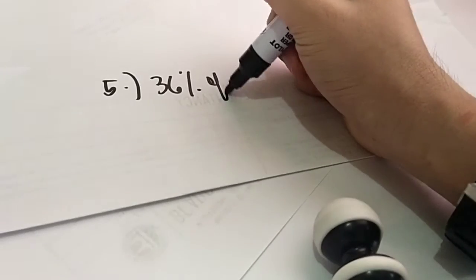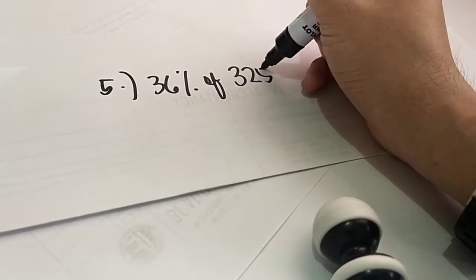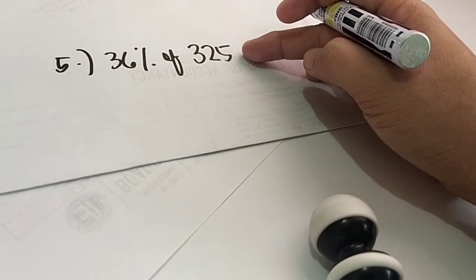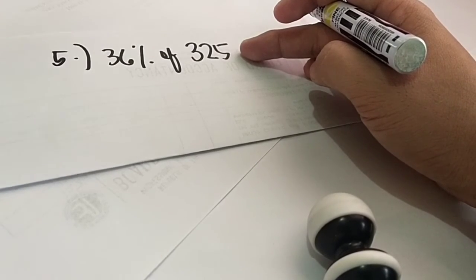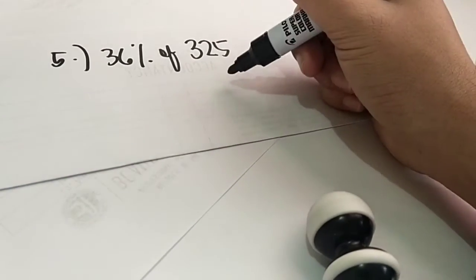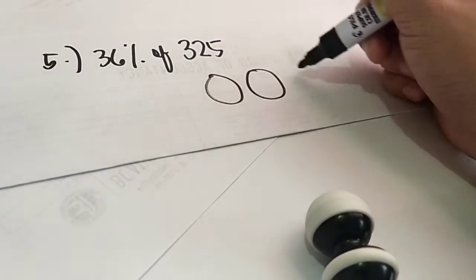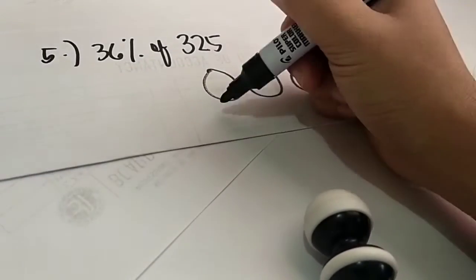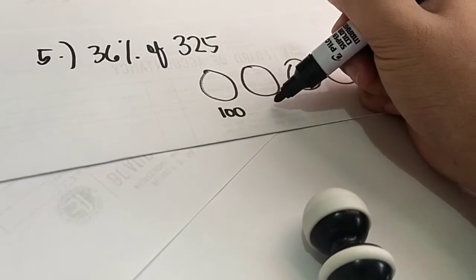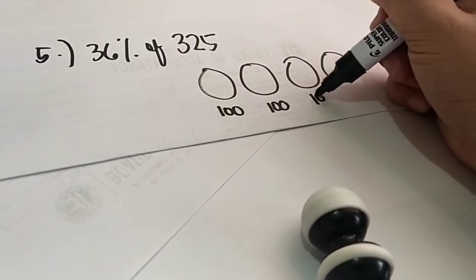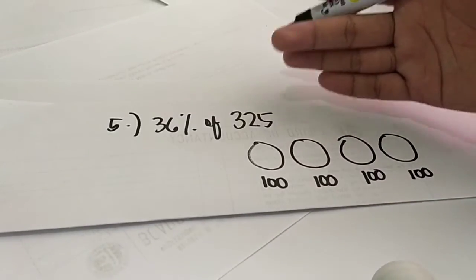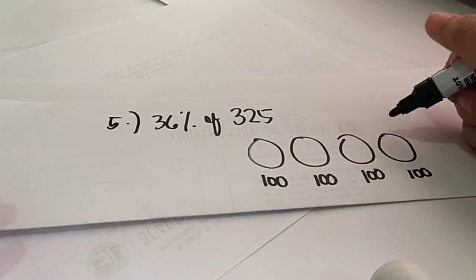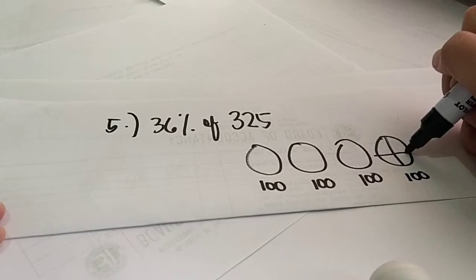Last but not the least, example, 36% of 325. Our last example is not something equal to hundreds or 50s or half, but it is 325. So let's draw at least 4 circles. Then let's have 100 here, 100 here, another 100, and 100. We all know that 25 of 100 is 1/4. So let's divide it into 4.